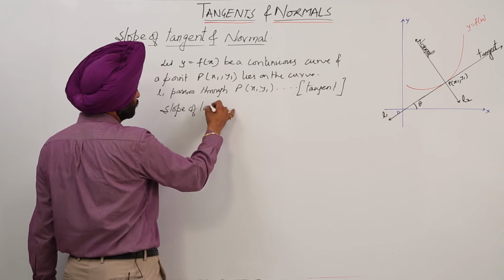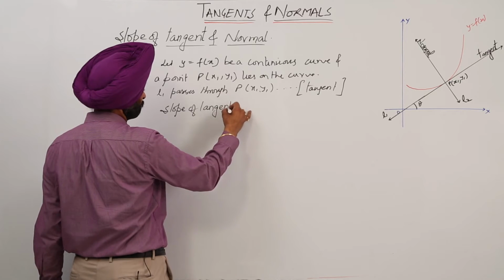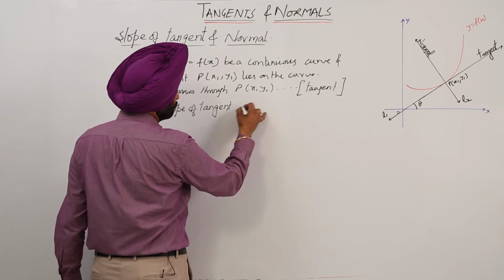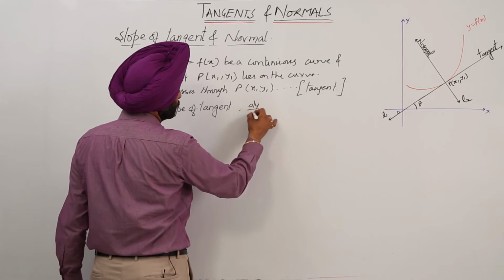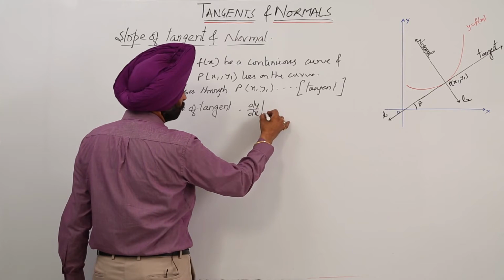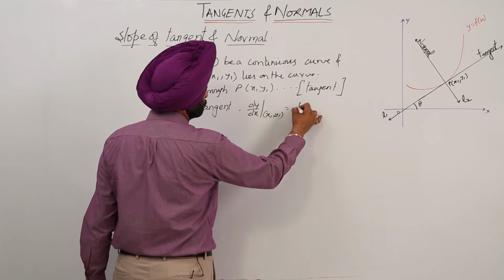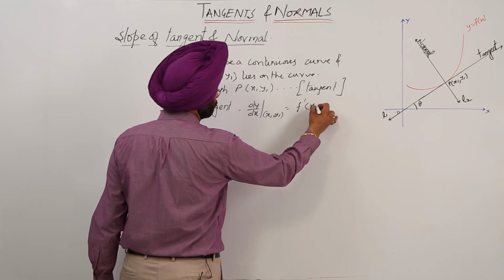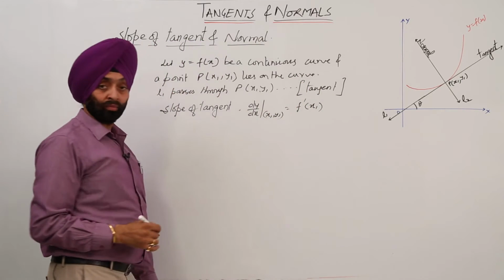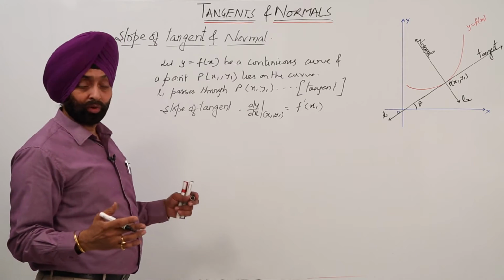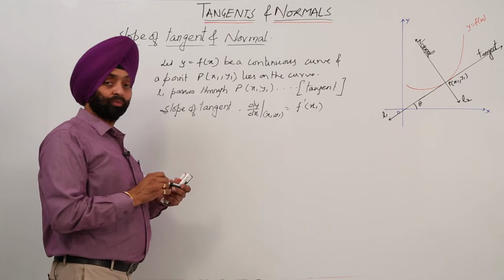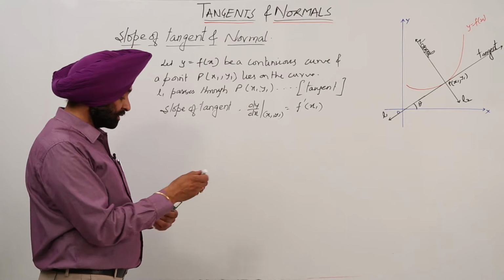Slope of tangent is dy by dx at (x1, y1), which is equal to f'(x1). This is basically the slope of the tangent. Now, two possibilities. What two possibilities are here?